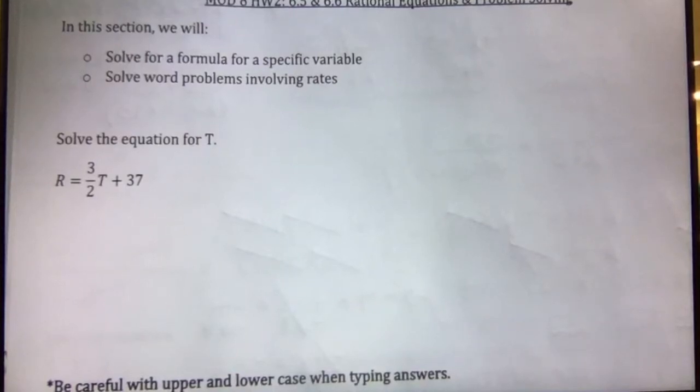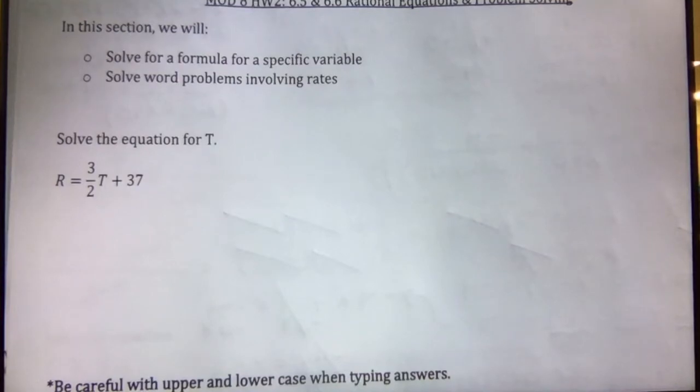All right, so Module 8 Homework 2, it's talking about rational equations and problem solving. In this section, we're going to solve formulas for a specific variable, and we're going to solve word problems involving rates. Starting off, we are solving formulas for a specific variable. We did the same exact problem in test 1.